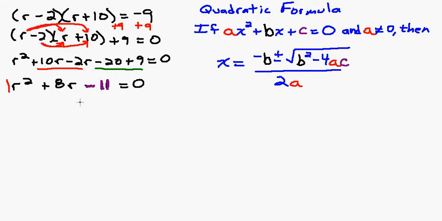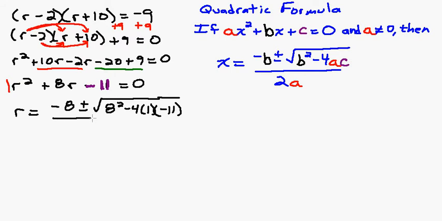So instead of x equals here, we get r equals, because that's our variable. The opposite of b, so negative 8, plus or minus the square root of 8 squared minus 4 times 1 times c, which is negative 11. Make sure I extend this fraction bar out all over. This is another common mistake. People don't extend their fraction bar over the whole thing. Make sure you do that. 2 times a, which is 1.